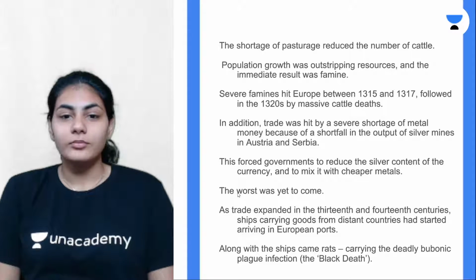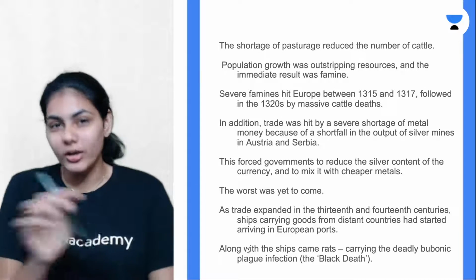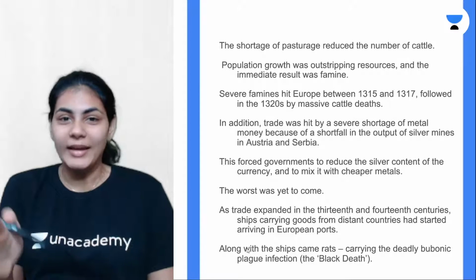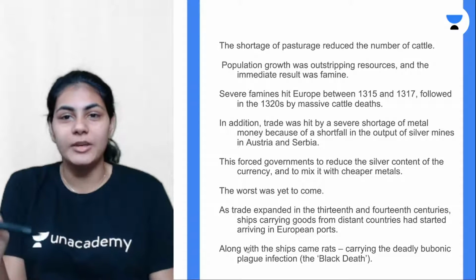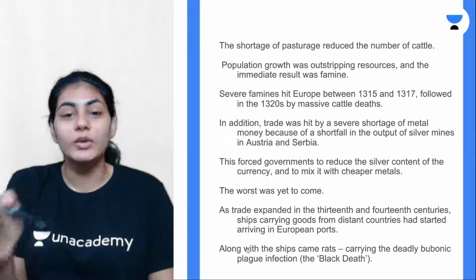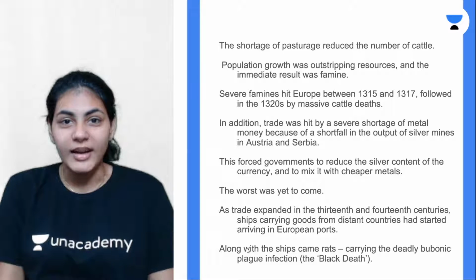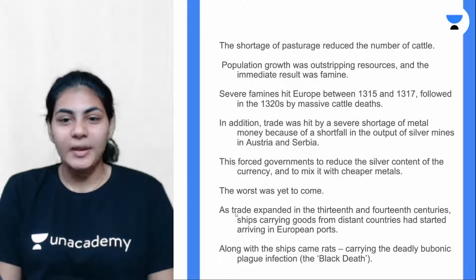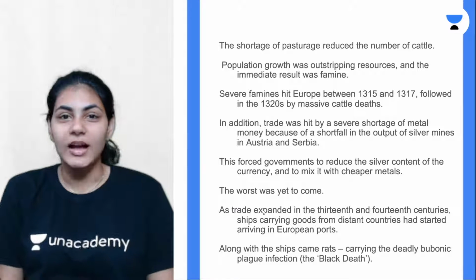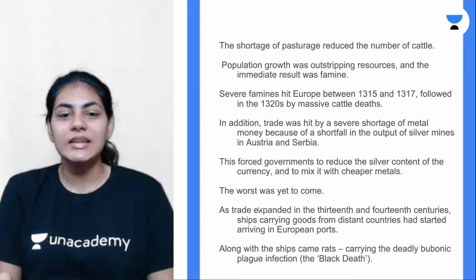So the textbook says the worst is yet to come. This is not the worst part. By now everybody must have felt, oh my god, so much bad stuff is happening to Europe, but this is not even the worst part yet. The worst is yet to come, right? So what is that? That is basically some kind of disease, some kind of plague infection. So we'll look at what that is in detail.